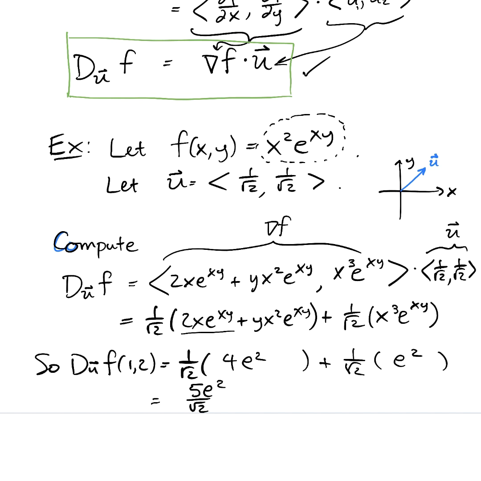E is about 2.7. So e squared is, I don't know, 8-ish. 5 times 8 is 40-ish. Divided by 1.5. So 40 over 3 halves. 40 times 2/3. I don't know, 28-ish. So the slope's 28. Pretty steep, actually. That doesn't surprise me because there's an exponential, so I bet this flying carpet, this surface, is awfully steep when you're all the way out at 1, 2.